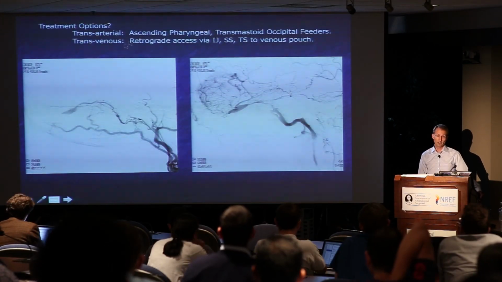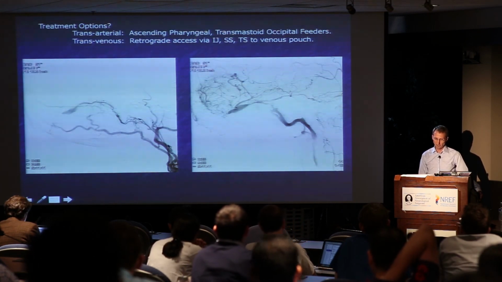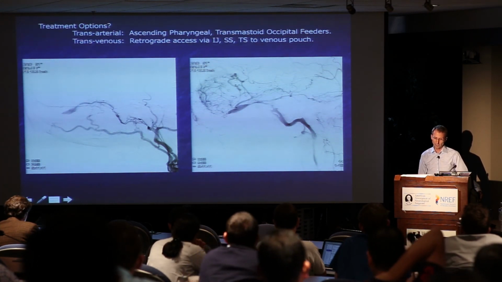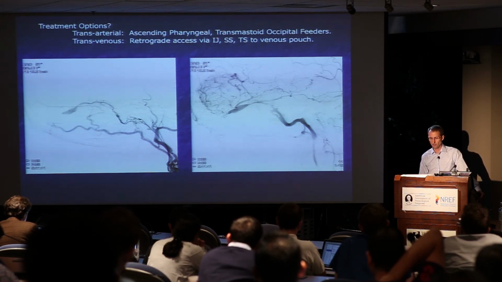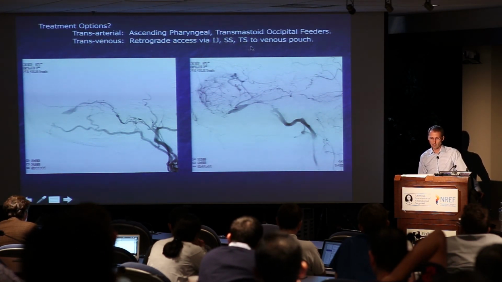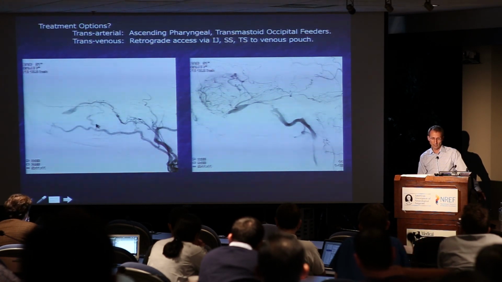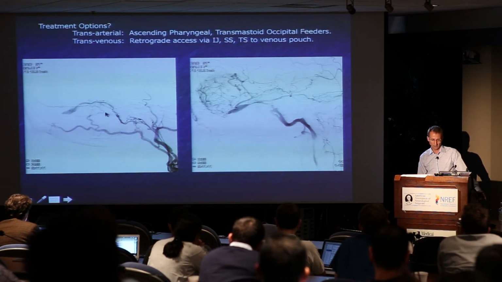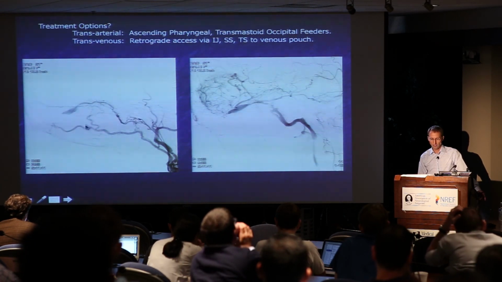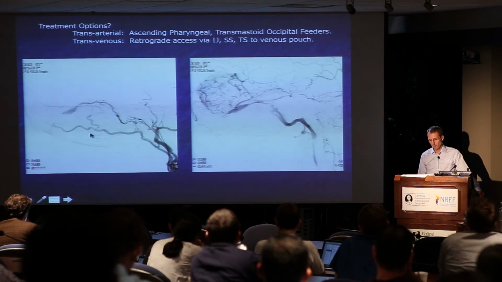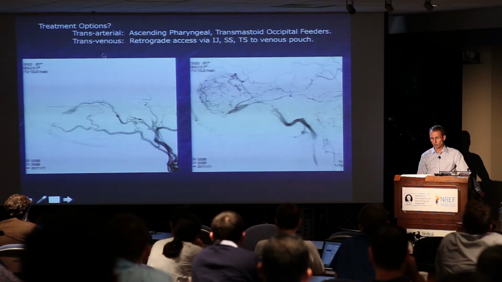Well, we could come transarterial. So we could come up the ascending pharyngeal. This would be the neuromeningeal branch. Hopefully, I've convinced you to at least have second thoughts about doing that. The transmastoid occipital feeders would be quite good targets for this, I think, as long as you could avoid sort of reflux down the ascending pharyngeal connections. But again, I want you to think about transvenous access.